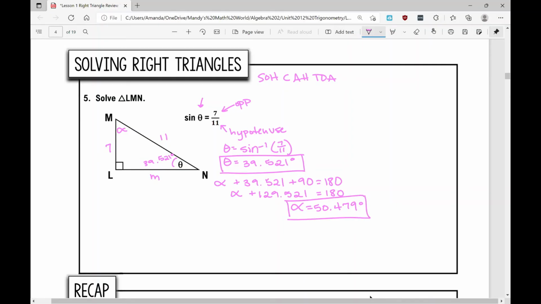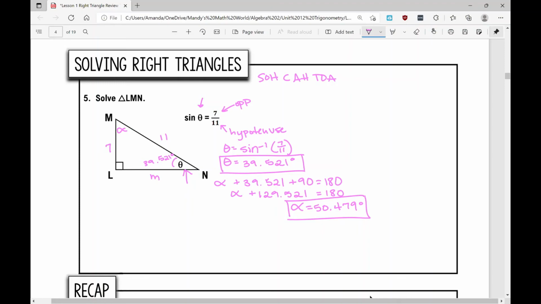So now I've got the three angle measures. I've got the lengths of two sides. Could I use the Pythagorean theorem? Sure. I could do 11 squared minus 7 squared, and that'll give me m squared. Could I use another trig ratio? Sure, and let's do that. I'm actually going to use the fact that this angle measure right here is 39.521. Now, remember that I could use the Pythagorean theorem, but in this case, I'm just going to use another trig function because I can, and I'm going to show you this.